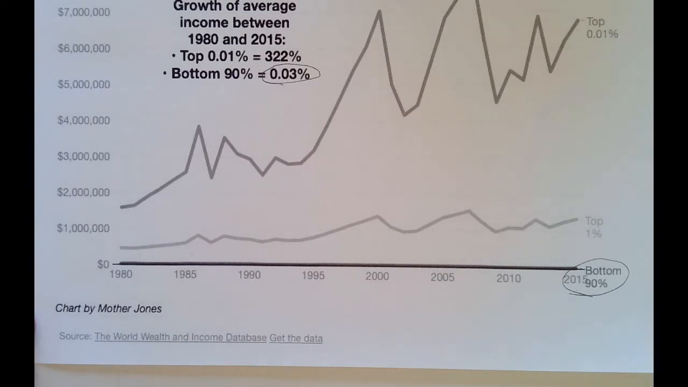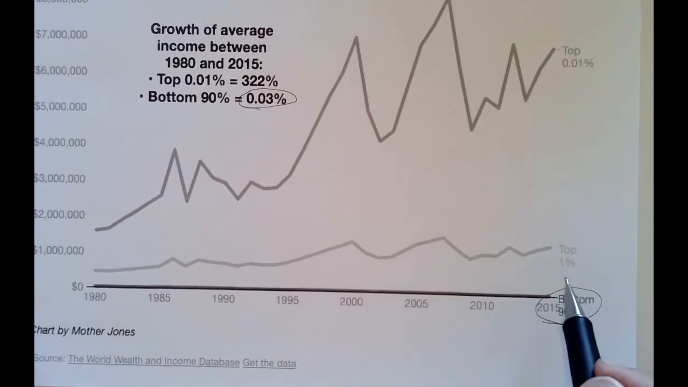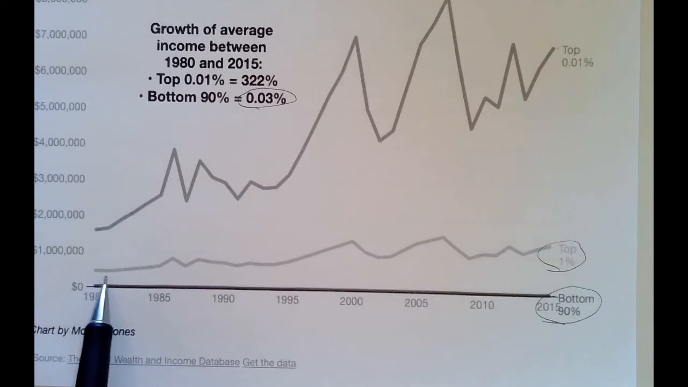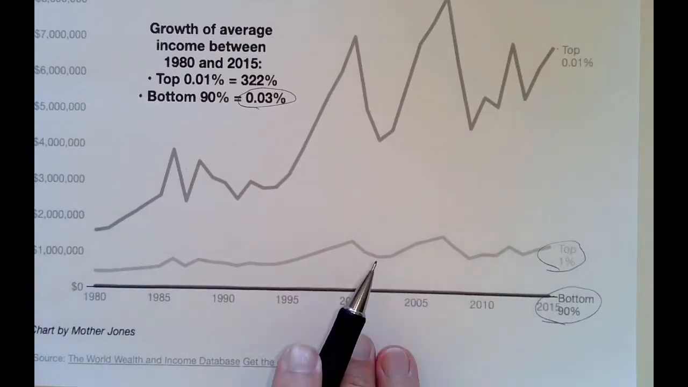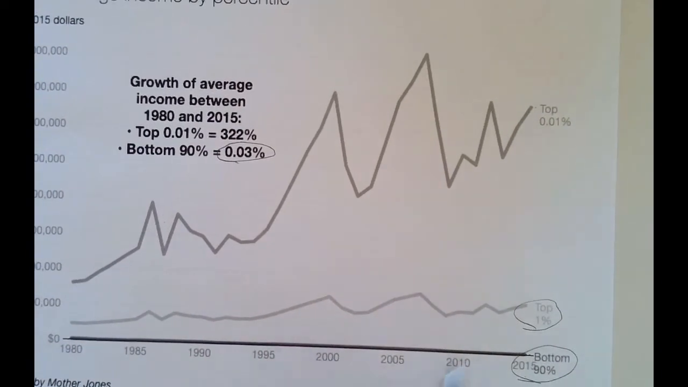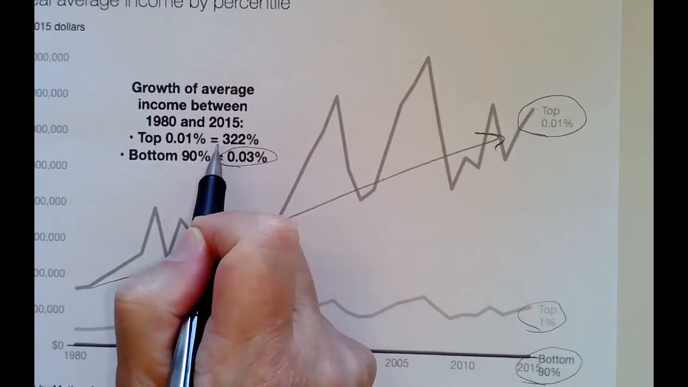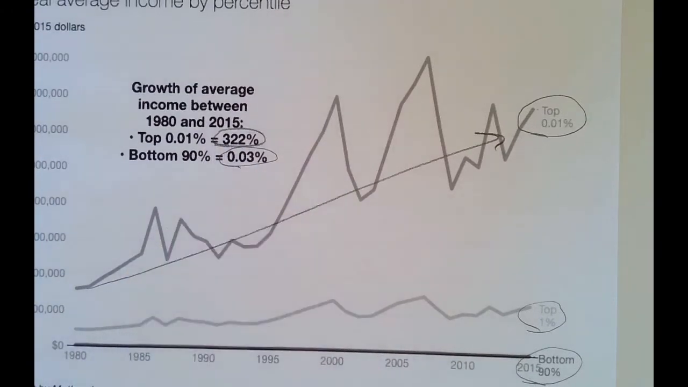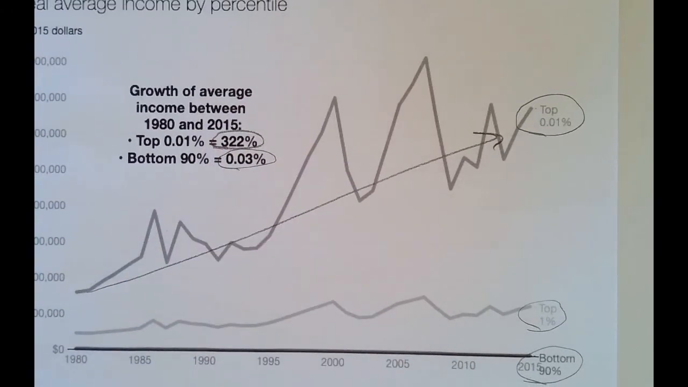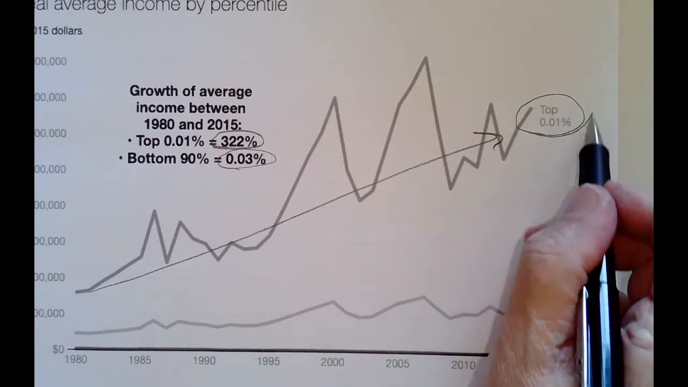And this shows that most of the gains have gone to the richest people. The top 1% looks like they increased their income by a little over 100%. And if you go to the richest 0.01%, their income's gone up dramatically. The number is 322%. So it shows that the income for the average American has been pretty stagnant, but most of the wealth has gone again to the richest 0.01%.